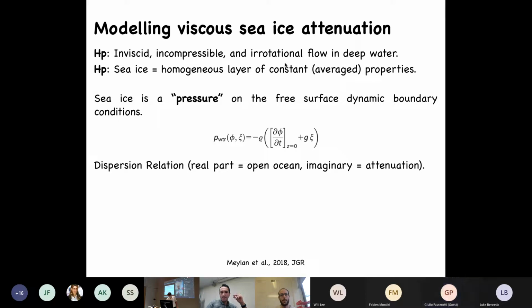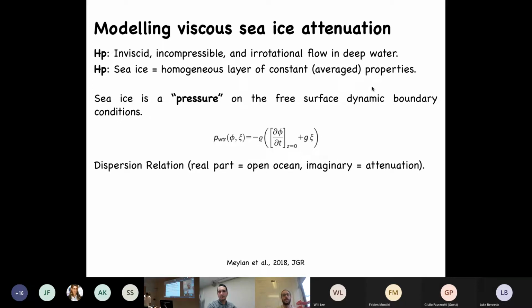And so this is an additional pressure term on the dynamic boundary condition that is expressed here, in which phi is the derivative of the velocity potential and zeta the surface elevation. So the form of the pressure depends on phi and eta, and different models can be formulated for this external pressure on the sea surface.